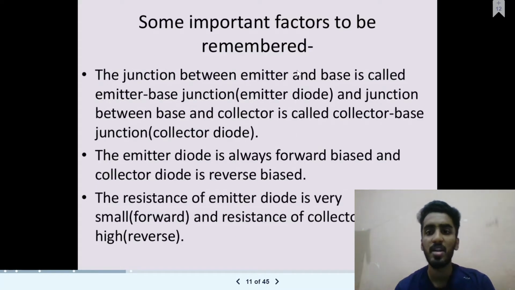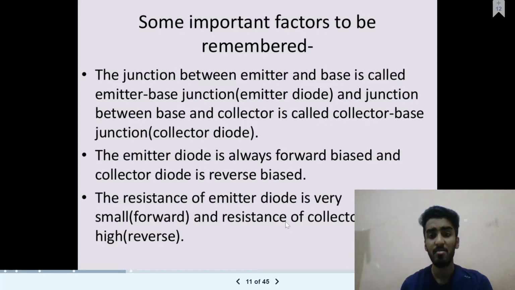The junction between the emitter and the base is called the emitter-base junction or emitter diode, and the junction between the base and the collector is called the collector-base junction or the collector diode. The emitter diode is always forward biased and the collector diode is always reverse biased. The term forward biased means that the P side is connected to the positive terminal of the battery and the N side is connected to the negative terminal. Whereas reverse biased means the P side is connected to the negative terminal of the battery and the N side is connected to the positive terminal of the battery. The resistance of the emitter diode is very small in forward bias and the resistance of the collector diode is high in reverse bias.